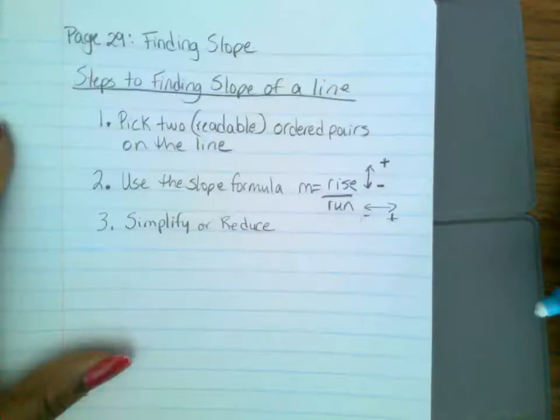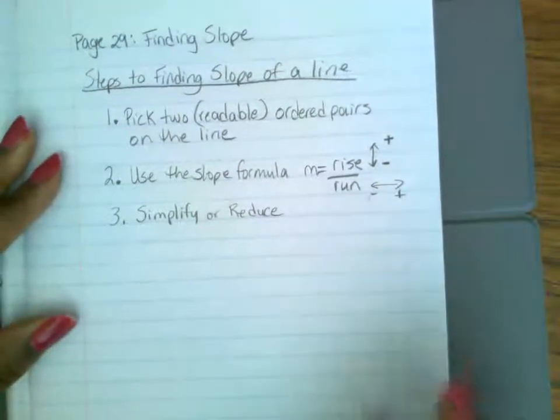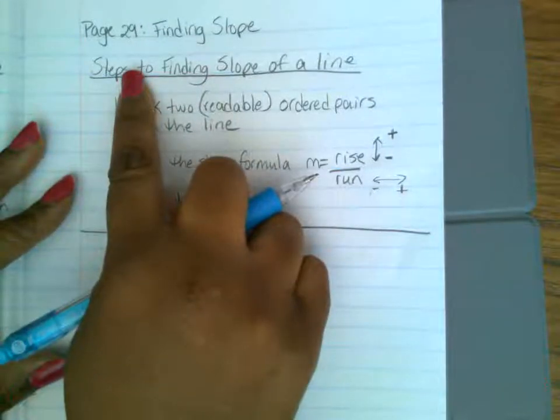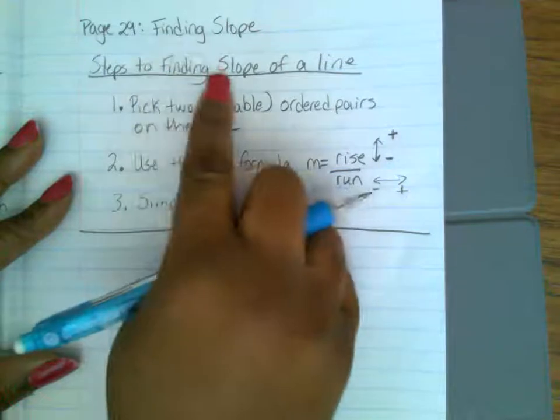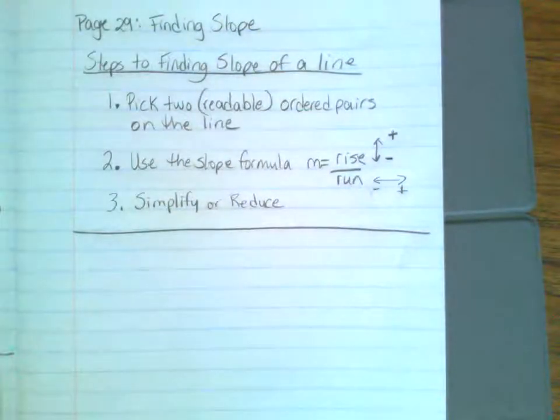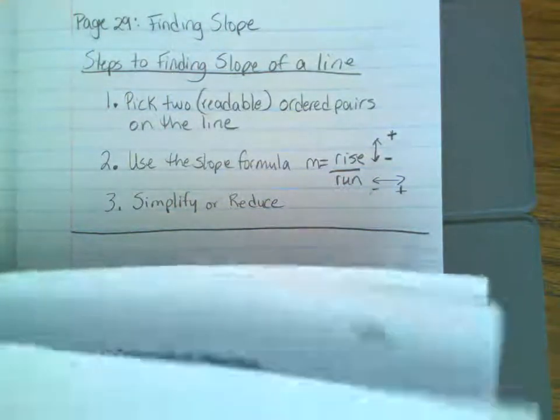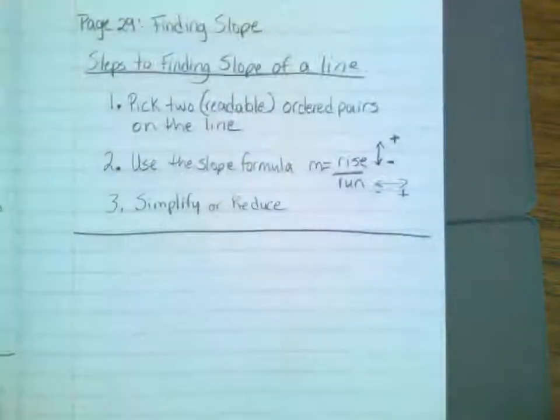Pausing real briefly. Let's go back to our notes. I'm going to write the steps for finding the slope when given 2 points, because that's what day 3 looks like. Instead of them giving you a line, they give you 2 points that create a line, or 2 points that are on the line. And you have to find the slope when you're not given the line. Okay? So let's do that.